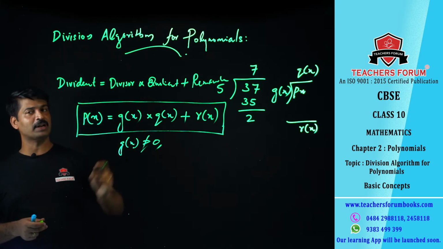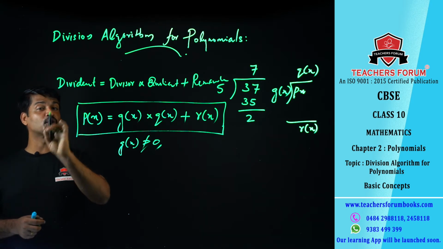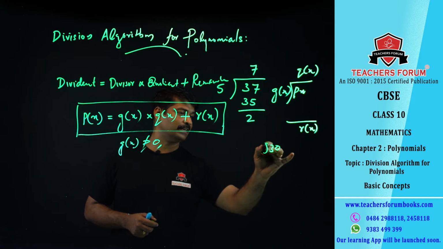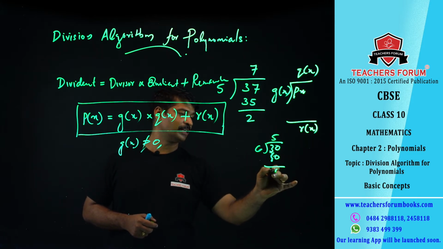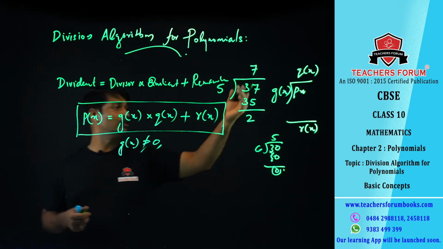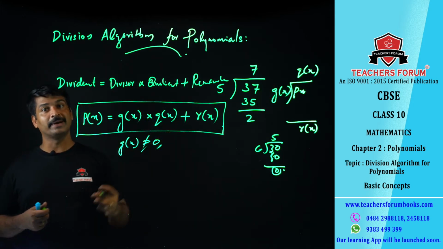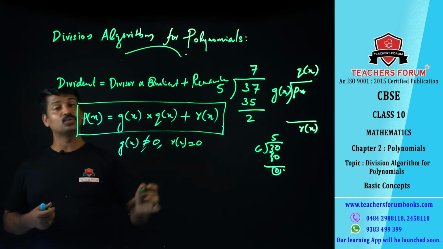Then what can you say about r of x? Remainder. Here, remainder can be 0. For example, if you divide 30 by 6, what is the answer? 5 times 30, remainder will be 0. So remainder can be 0. Similarly, when you divide a polynomial by another polynomial, the remainder can be 0. So r of x can be equal to 0.